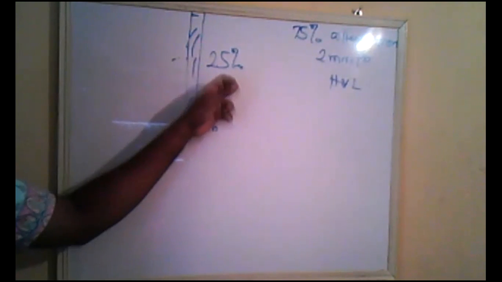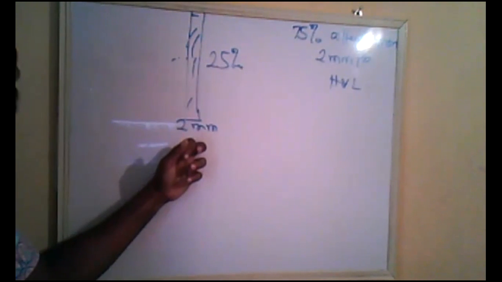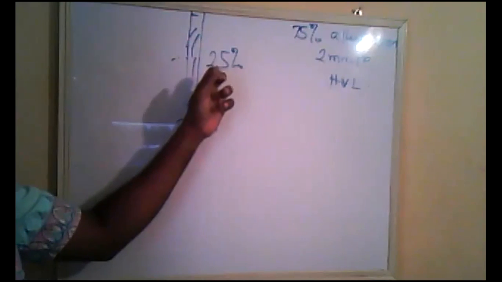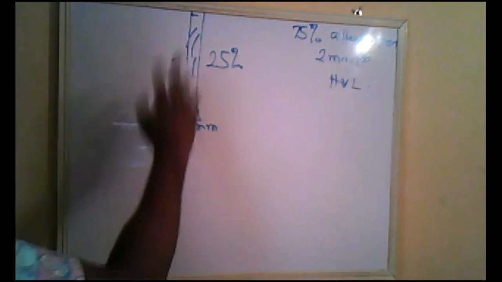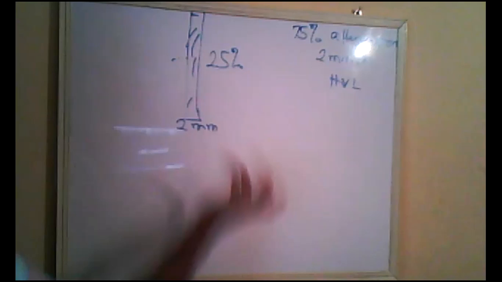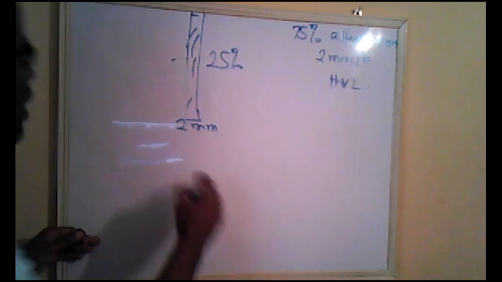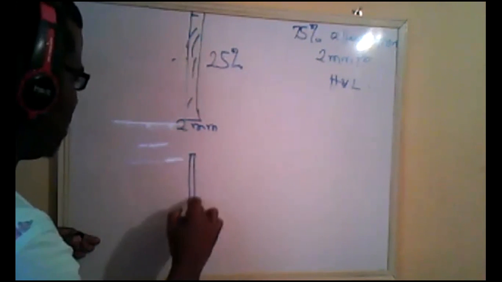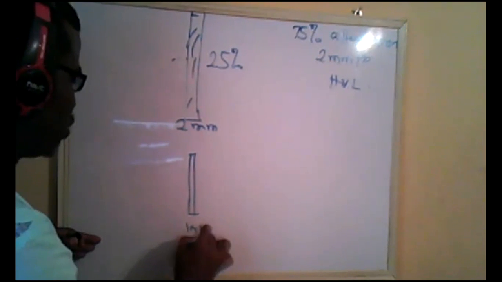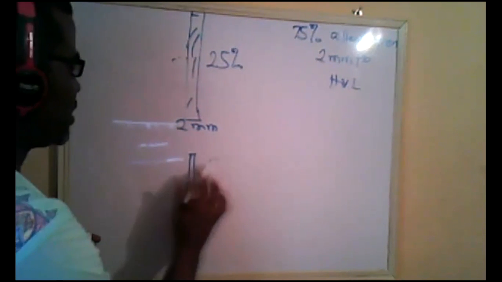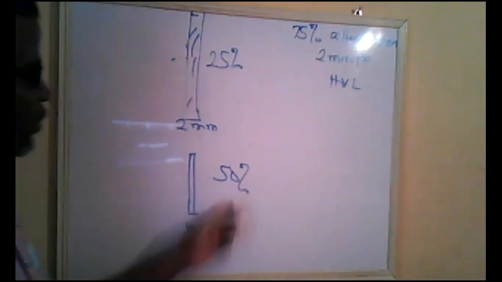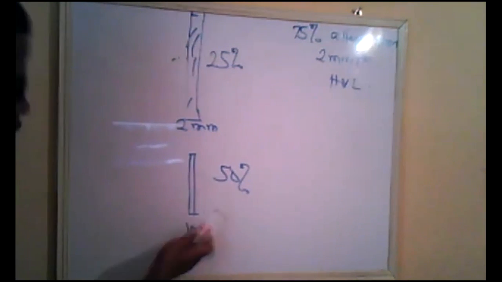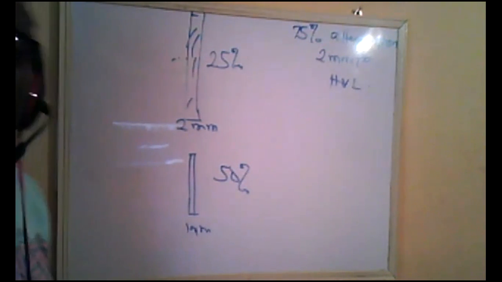25% was transmitted by 2 millimeters. What would have transmitted 50%? If you reduce this by one half, which is 1 millimeter, it is going to transmit 50%. If you transmit 50%, then this is an HVL of 1 millimeter. So we move on.